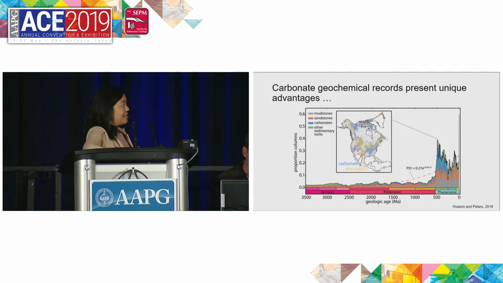As Kristen just discussed, carbonate records present really unique advantages. She showed a nice complement to this. This is a proportion of carbonate columns from North America, and carbonates are in blue. The main takeaway is that you can find carbonates ranging from the early Proterozoic until today. So they're very spatially and temporally well distributed. They also tend to have higher sedimentation rates than shales, and so you can also sample events at higher temporal resolution.